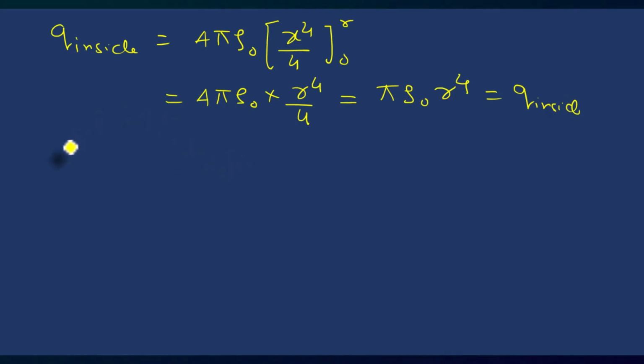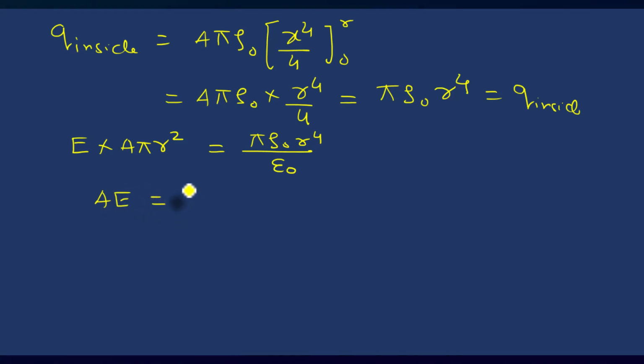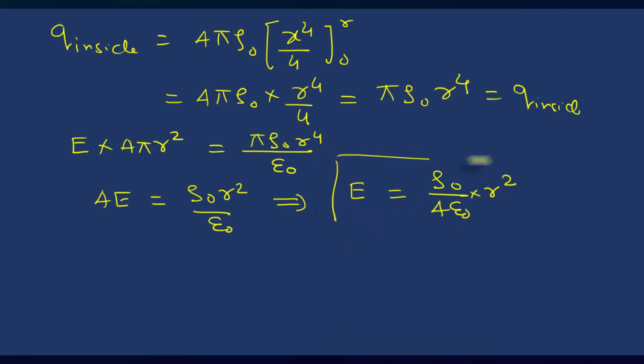So, now if I go back to Gauss's law, I can write E into 4 pi r square, the left hand side as it is, equals Q inside upon epsilon naught. Now Q inside is pi rho naught r raised to 4 upon epsilon naught. Simplifying this, pi r square will get cancelled on both sides, so I'll get 4E is equal to rho naught r square by epsilon naught. And this would imply the electric field is equal to rho naught by 4 epsilon naught into r square. This is the electric field inside a sphere when the charge density increases linearly with distance from the center.